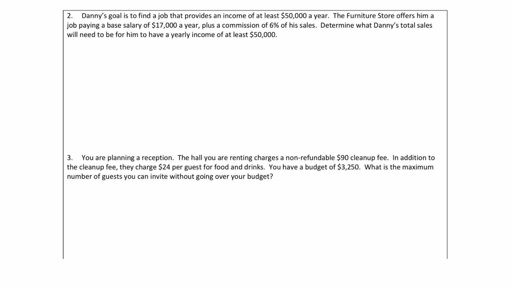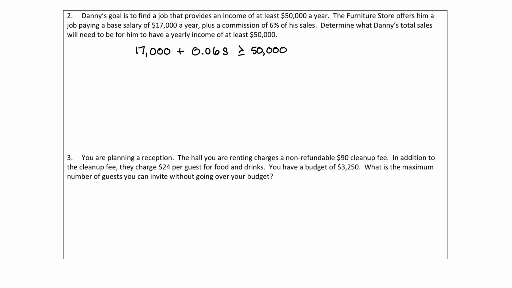Number 2. Danny's goal is to find a job that provides an income of at least $50,000 a year. The furniture store offers him a job paying a base salary of $17,000 a year plus a commission of 6% of his sales. I'm going to use S for sales this time. Determine what Danny's total sales will need to be for him to have a yearly income of at least $50,000.